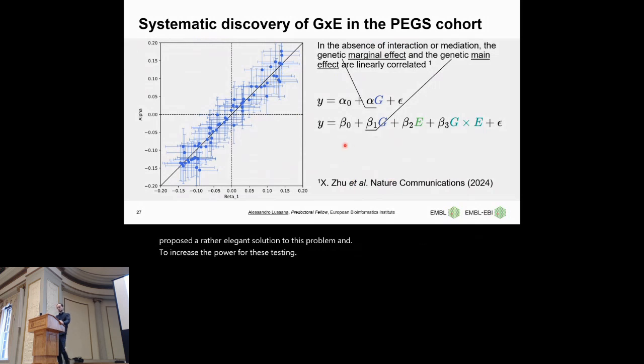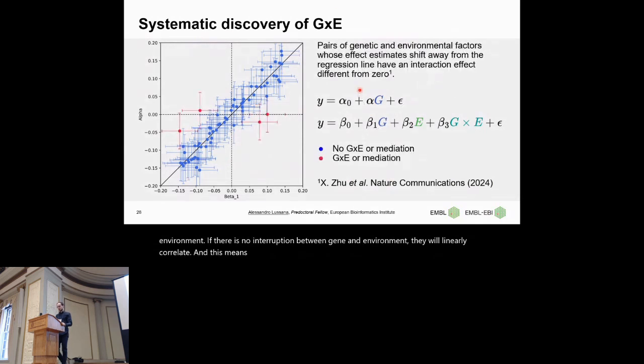And so looking at the 2 equations that I showed before, they showed that the estimate of the genetic effect in the absence of the environment, and the estimate of the gene effect in the presence of the environment, if there is no interaction between gene and environment, will linearly correlate. And this means that we can look systematically for points, beta 1 and alpha, that deviate from this regression line.